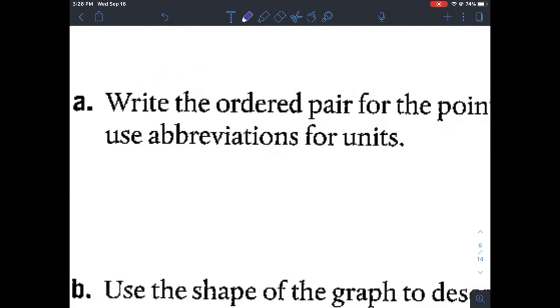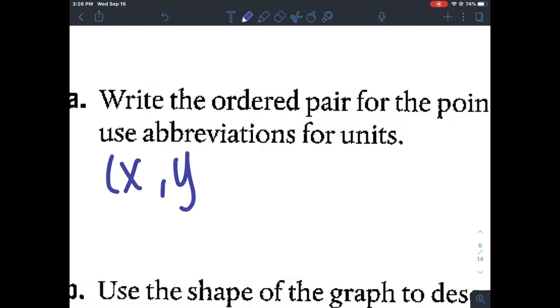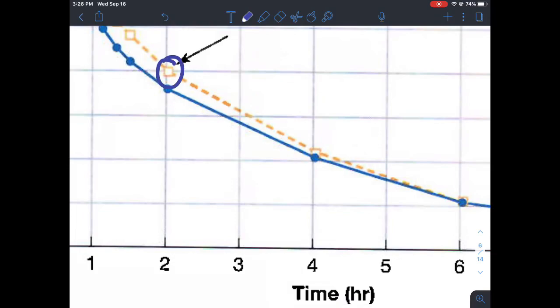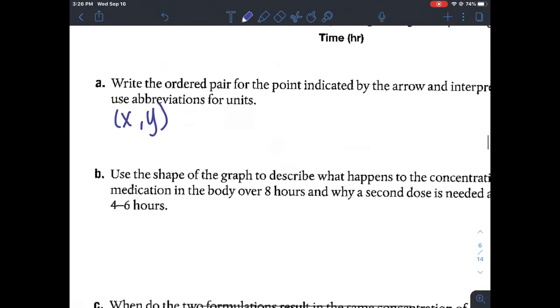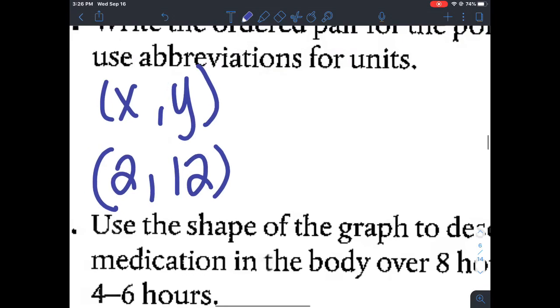Wow, that sounds rude. Okay, so what is the coordinate? Coordinates are x, comma, y. So if I look at the graph at this point here, x value is 2, y value is 12. So 2, comma, 12. Now we need to interpret that point in the context of the problem.